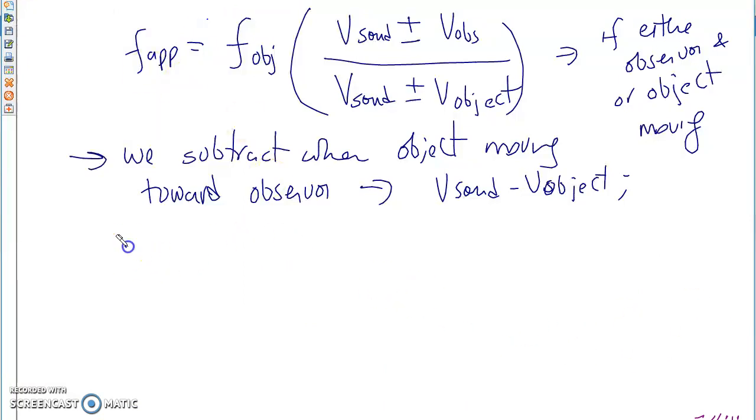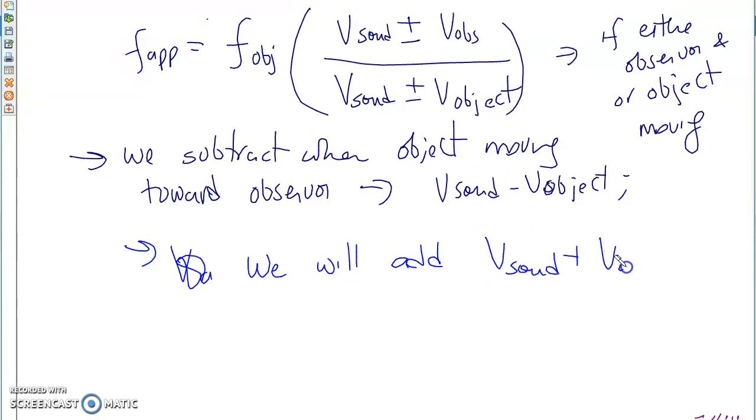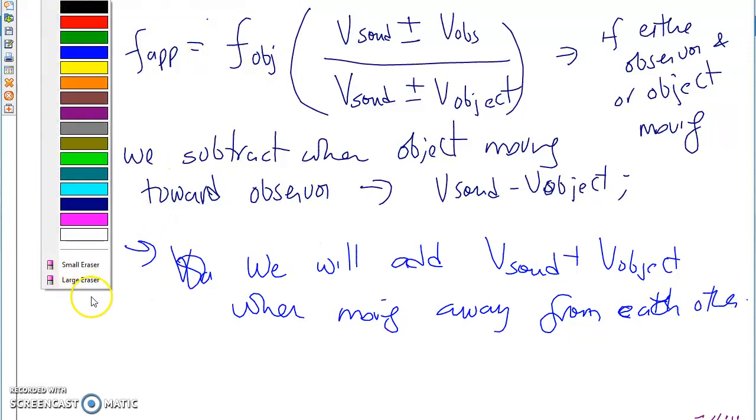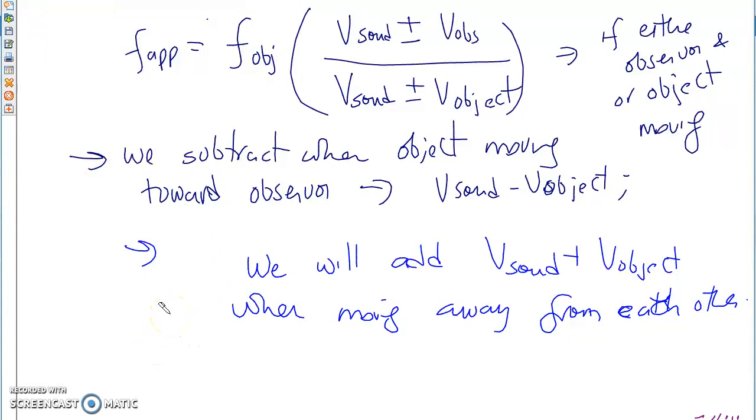Okay, so otherwise we will add V of sound plus V of object when moving away from each other. Okay, now also we have the same effect in light as well. In light we call it a blue shift if it's coming closer, and a red shift if it is moving away from the observer.